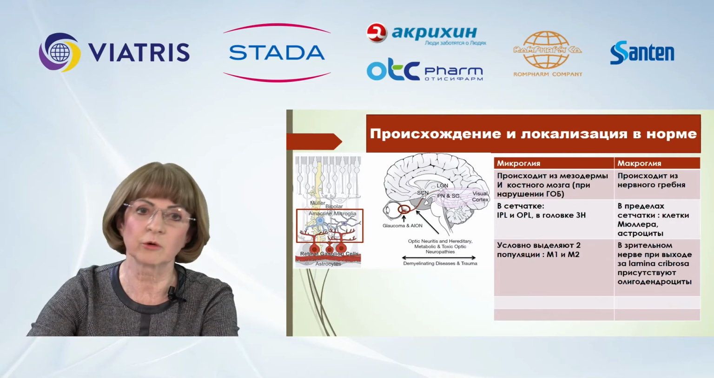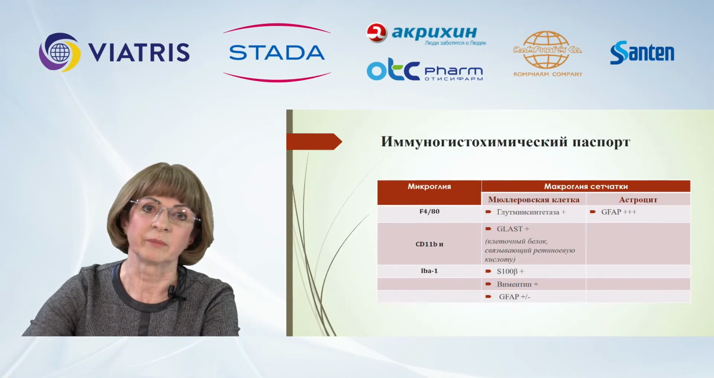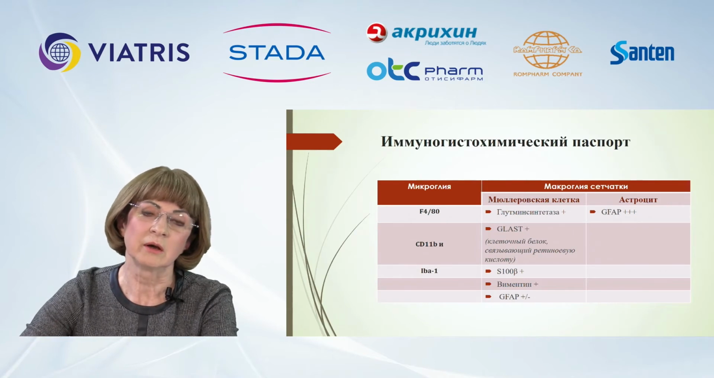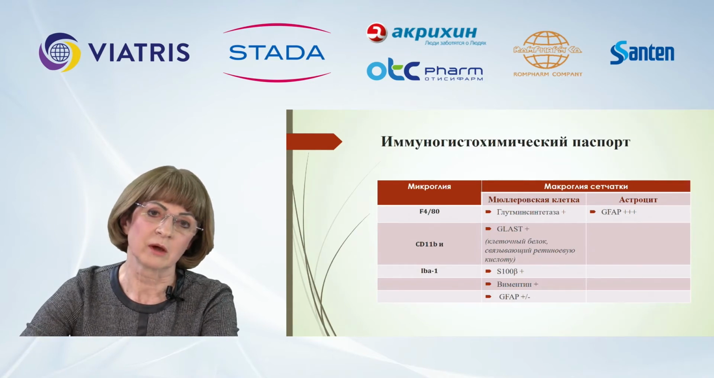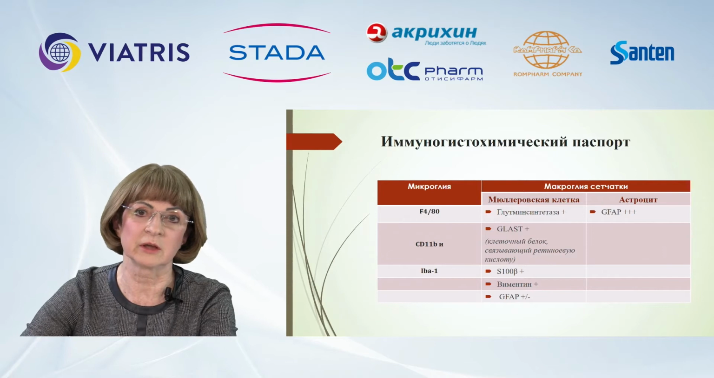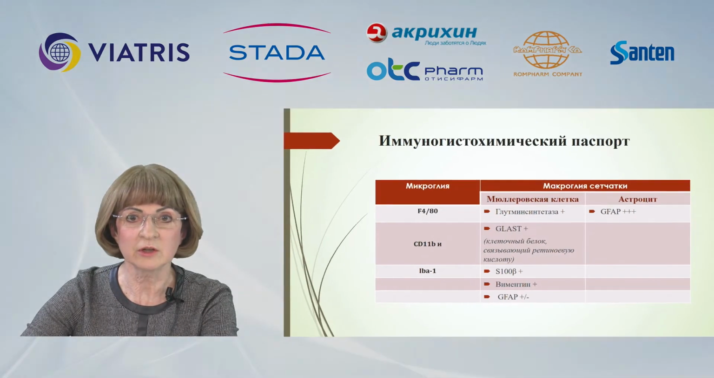Speaking about macroglia, it comes from the neural crest, and these are Muller cells and astrocytes. And as I said before, oligodendrocytes could be attached to that. Microglia is homologous to monocytes and macrophages, so it expresses on its surface very typical features.